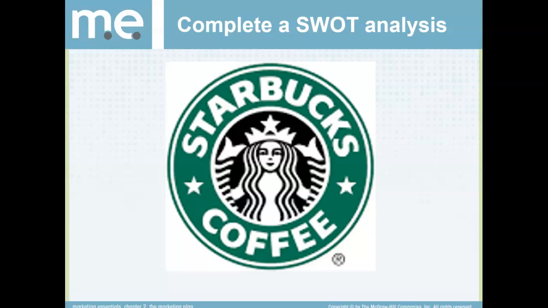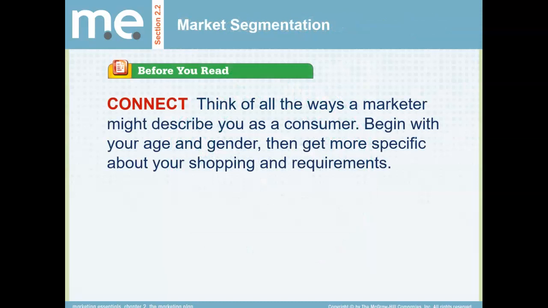Alright, so in this section, we're going to talk about market segmentation. And it's not as long as it was yesterday, and tomorrow we'll have a little fun. So, before you read, think of all the ways you might describe yourself as a consumer. Think about things like your age, your gender, and then try and go into more details. Your socioeconomic status, maybe your culture, maybe your preferences, those types of things. All of those will cause you to be segmented into a certain market.